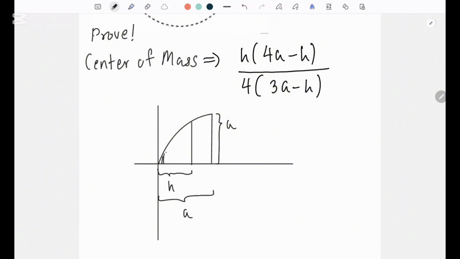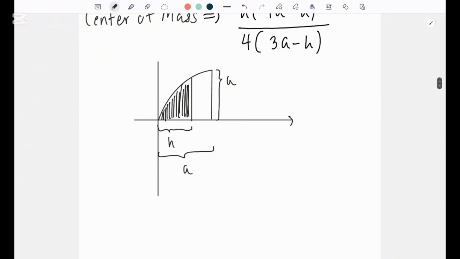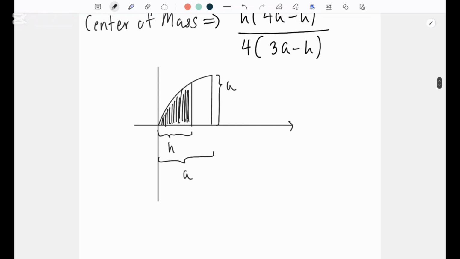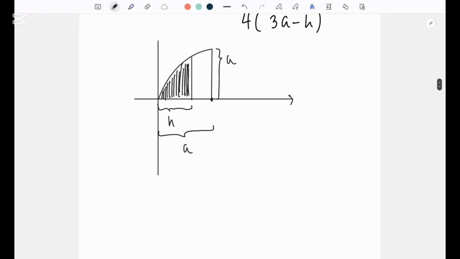So when this shaded region is rotated around the x-axis, you can find the volume, and then using the volume, we can find the center of mass using integration, which is easy. But first, we need an equation for this arc, this curve. Can you see it's part of a circle? So what's the general formula of a circle?